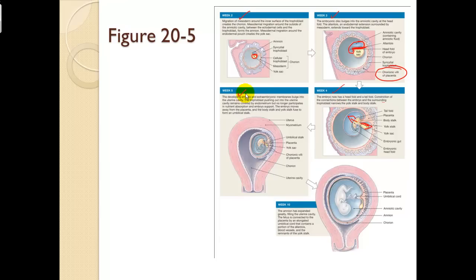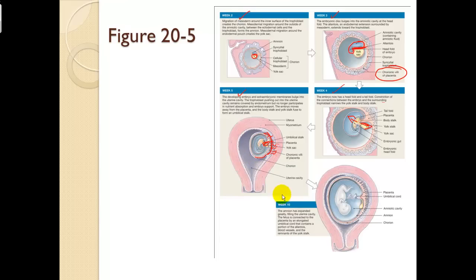This is week 5. At this point, we've provided structures. We have an umbilical stalk, which is going to be a structural supply line for the developing fetus. The placenta is developed. We have a yolk sac, and chorionic villi of the placenta. All of these are now really starting to get involved in this.